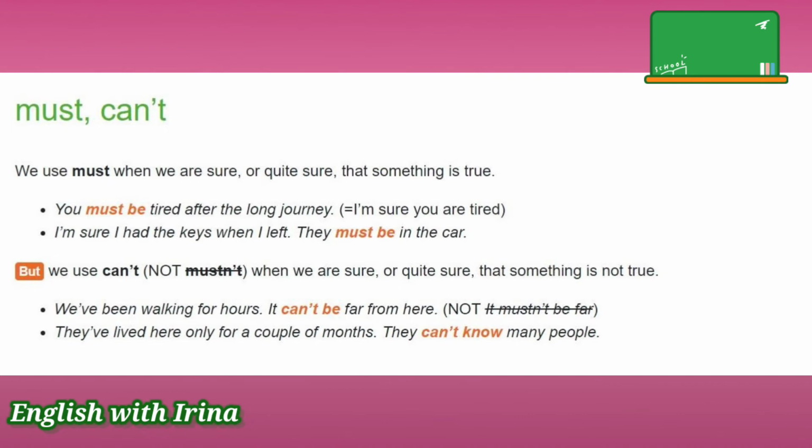They've lived here only for a couple of months. They can't know many people. We use must when we are sure that something is true, and can't when we are sure that something is not true.